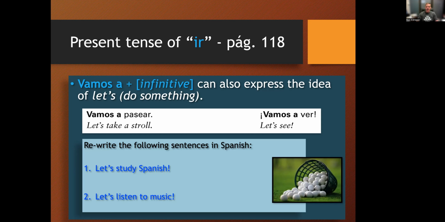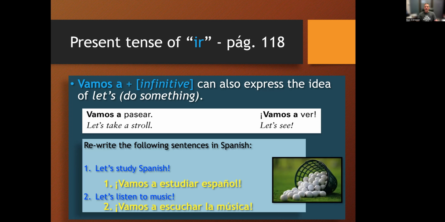So look at these two examples we have down the bottom box in the blue. Let's study Spanish and let's listen to the music. Just think through that. How would you express those two ideas in Español? Let's study Spanish. Vamos a estudiar español. So if you have it without the exclamation points, it's really going to say we're going to study Spanish. But when you put the exclamation points, it's adding that emphasis to it. So let's study Spanish. Let's listen to music. Vamos a escuchar la música. So again, the upside down and the right side up exclamation points make all the difference in the emphasis that's being placed. And so instead of saying we are going to, we're saying let's. It's almost like we're commanding ourselves to go do something.